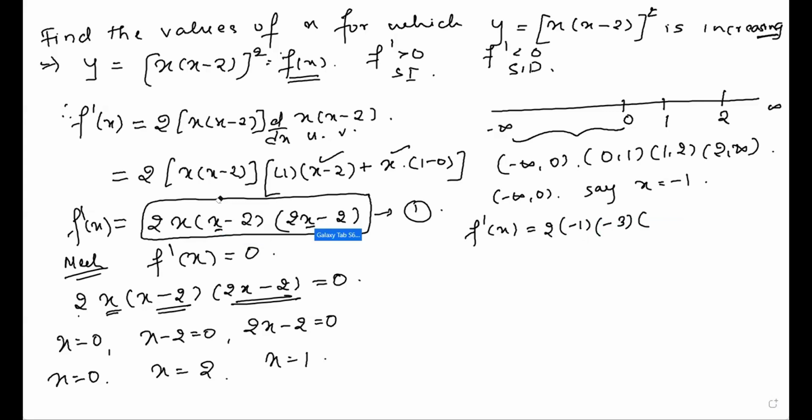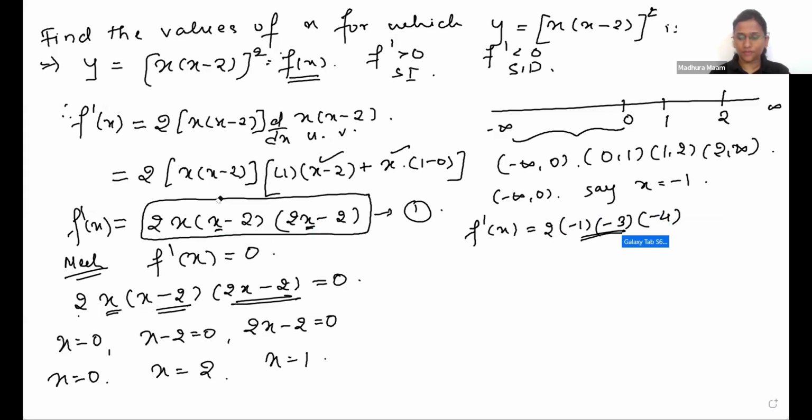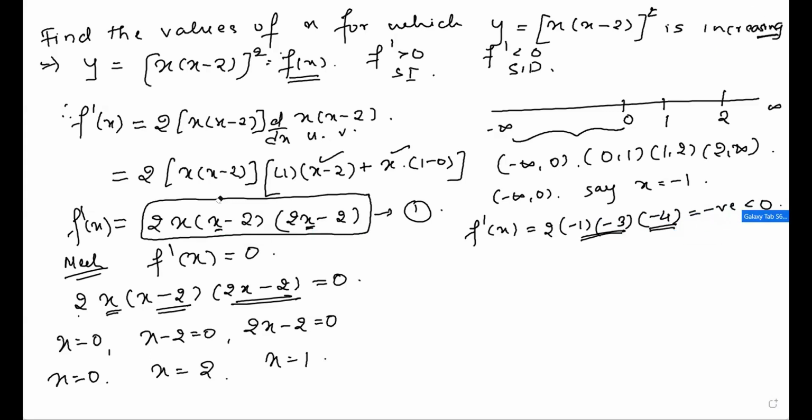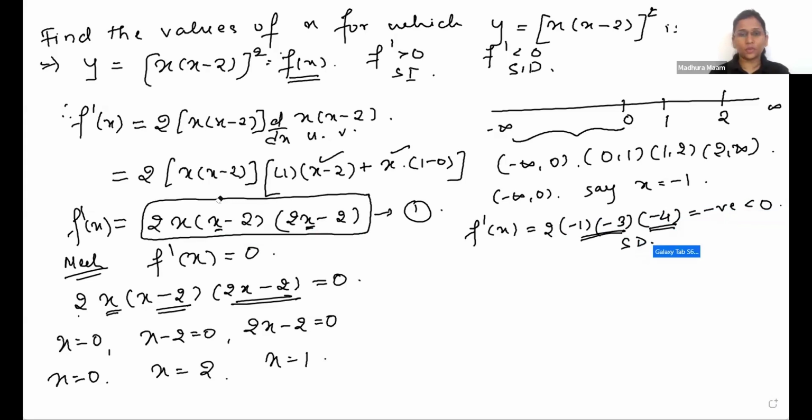Again, what is x? Minus 1. Minus 1 into 2, minus 2. Minus 2 minus 2 is minus 4. Now this is minus and minus, plus. But plus into minus is minus. So this is strictly decreasing. Do we need decreasing here? No. What are they asking? They are asking only for increasing.